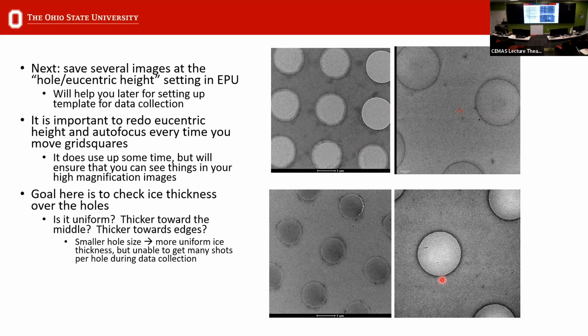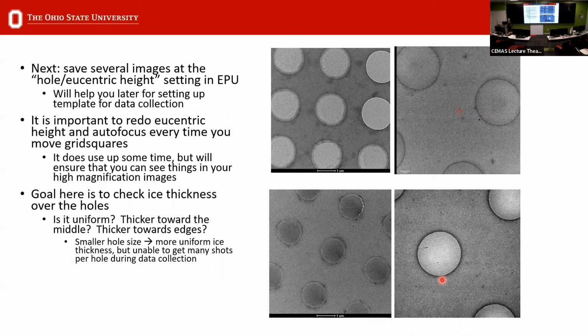So questions to ask yourself are, is the ice uniform over the entirety of the hole, or is it thicker toward the middle or thicker toward the edges? And again, this is very sample dependent. The two most commonly used grids for cryo-EM prep are Quantifoil R2/2 and Quantifoil R1.2/1.3.